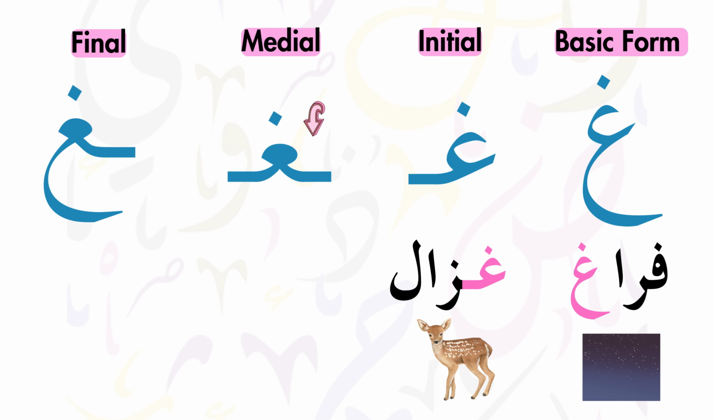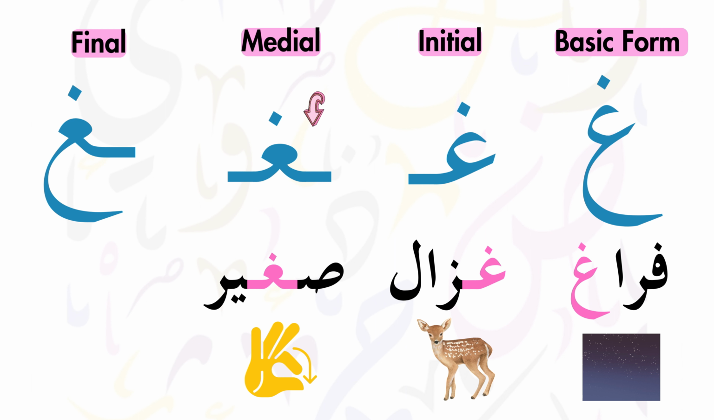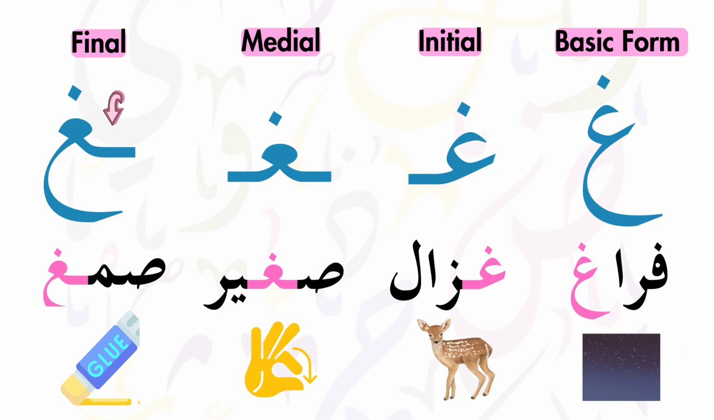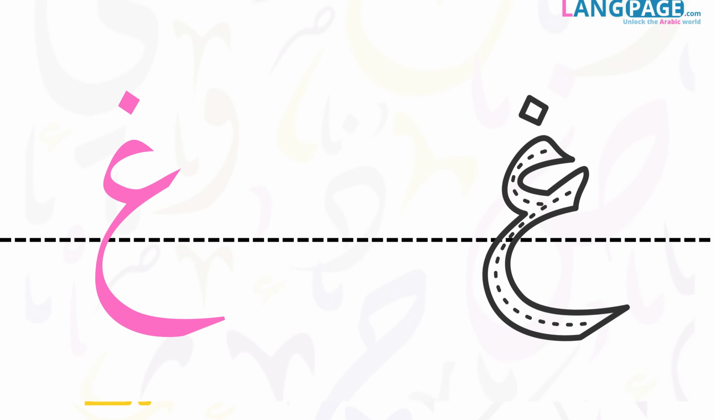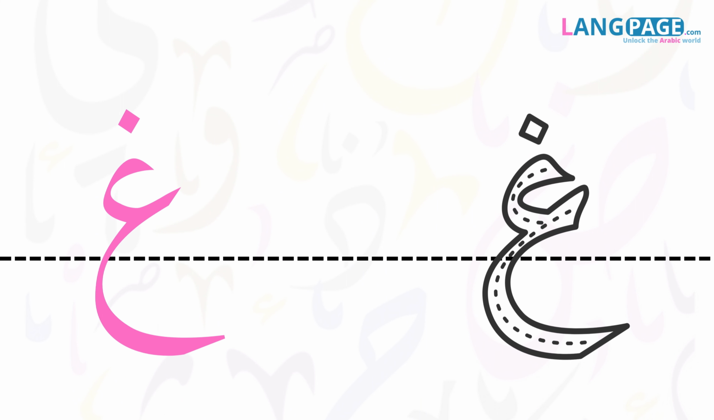Then the medial form has 2 hands from right and from left, like in the word صغير, which means small. The final Ghain has one hand from the right, like in the word صمغ, which means glue. Let's now learn how to write the letter Ghain.